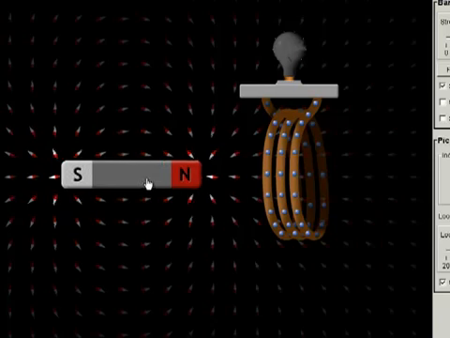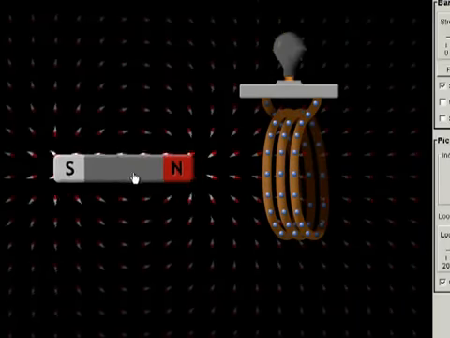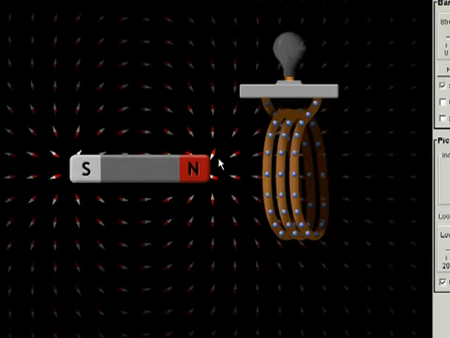And in particular, when I move the magnet, notice what's happening with the magnetic field. It's changing. So Faraday's law says that if you have a changing magnetic field, that is going to induce a voltage. In this case, we've got a completed circuit, so it's going to induce a current in the circuit, and that light bulb is going to turn on.